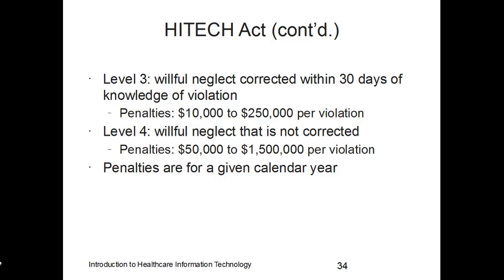You know you're doing something wrong, but don't care, and you don't do anything to fix it. This is where you have a penalty between $50,000 and $1.5 million per violation. And all 4 of these levels of penalties are given on a calendar year basis.